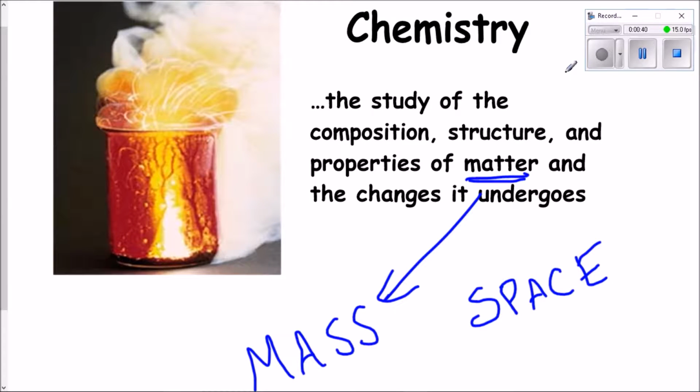So the absence of matter would be a vacuum. It doesn't have mass or take up space. So what is mass? Mass is really the amount of matter, so the amount of protons, electrons, and neutrons that are in there. It's the amount of matter.